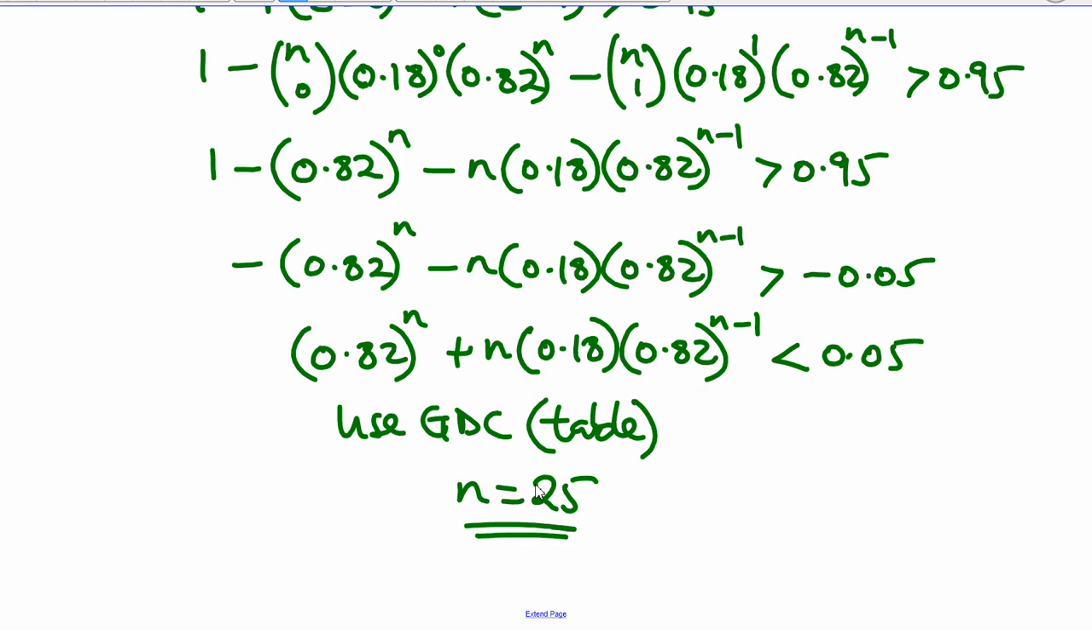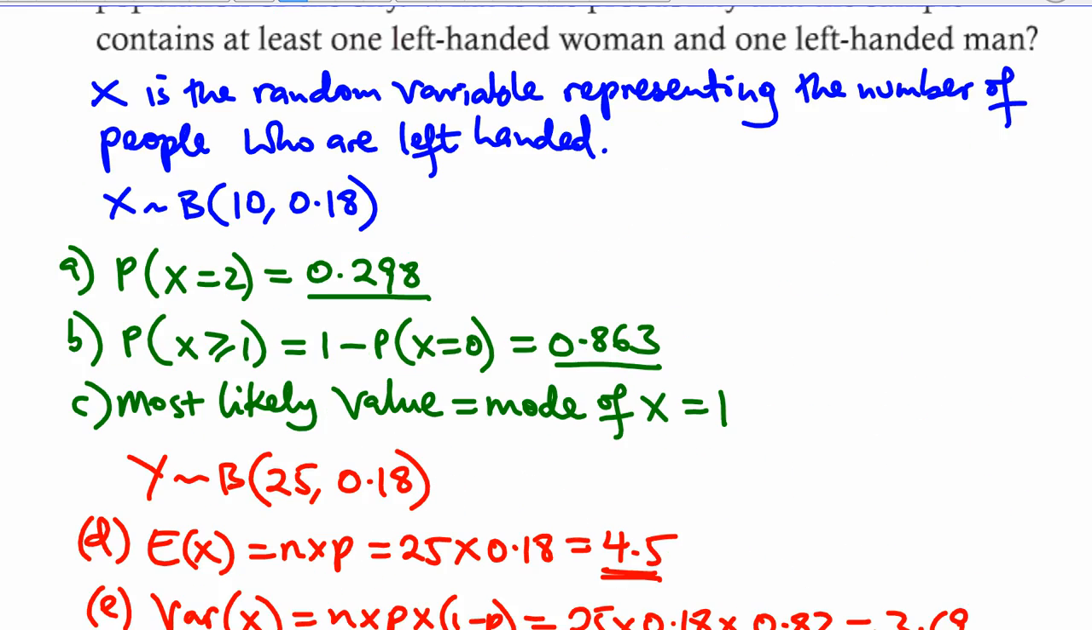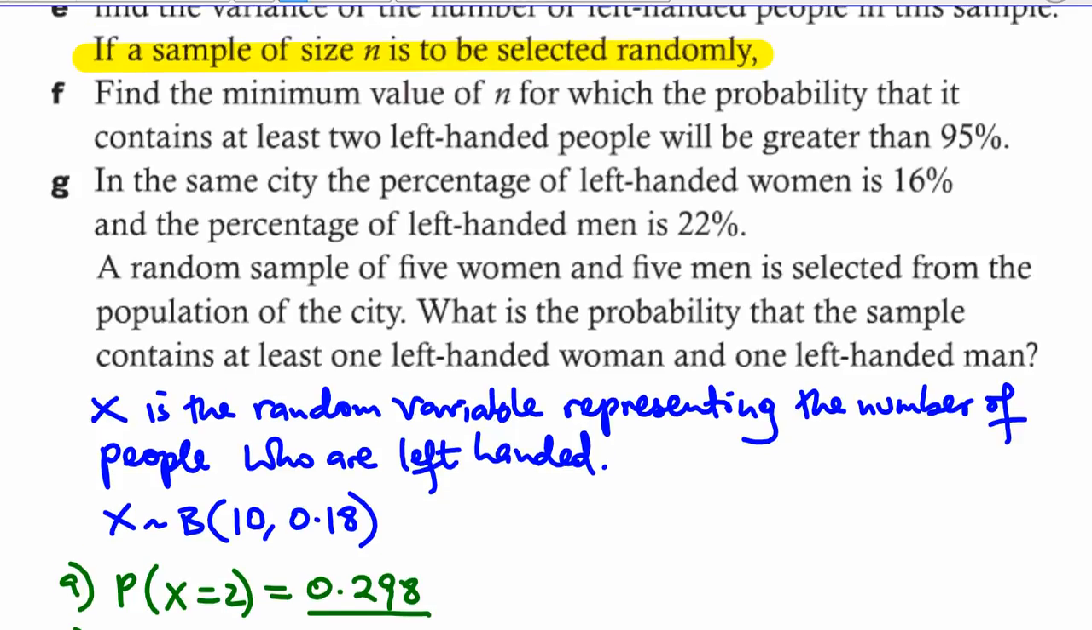In the same city, I just want to highlight a few things. This is G. In the same city, the percentage of left-handed women is 16%, and the percentage of left-handed men is 22%. Looks like we have two distributions here. Just keep in mind, this looks like two distributions. A random sample of 5 women and 5 men is selected from the population of the city.